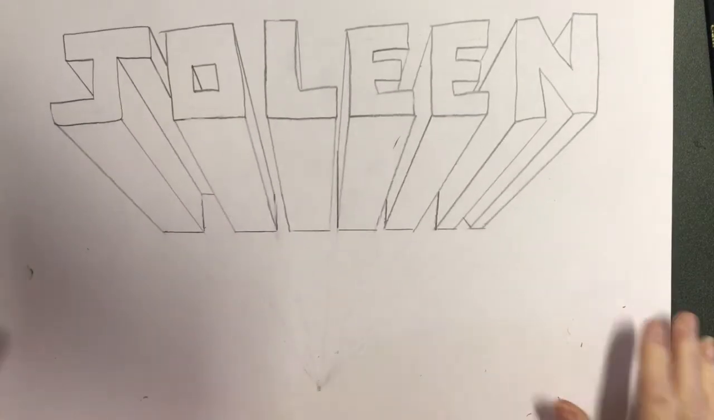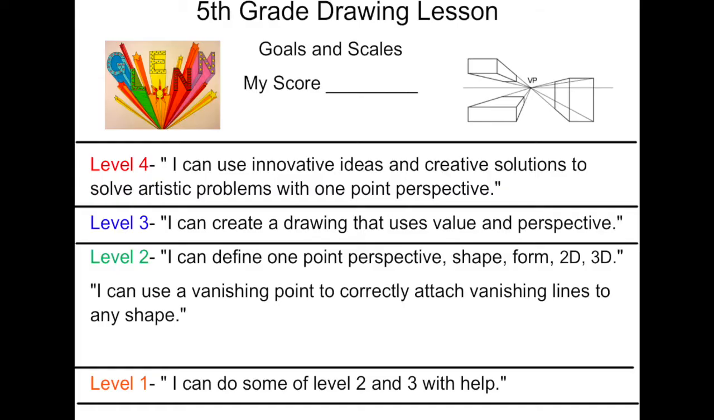Let's take a look at our learning goal. Level 3 says I can create a drawing that uses value and perspective. So far, all we've used is perspective. We're going to use value when we color it in. That's the dark and light values of a color. You can define 1-point perspective as using one vanishing point to create the illusion of distance.